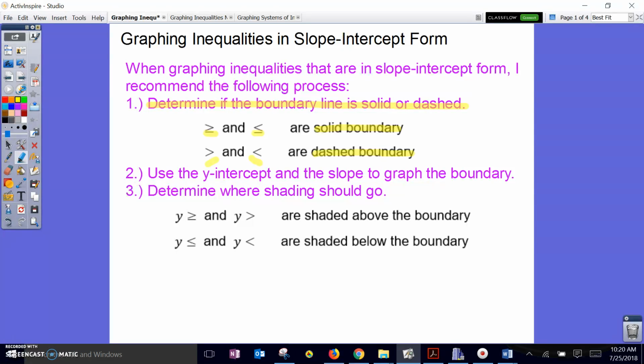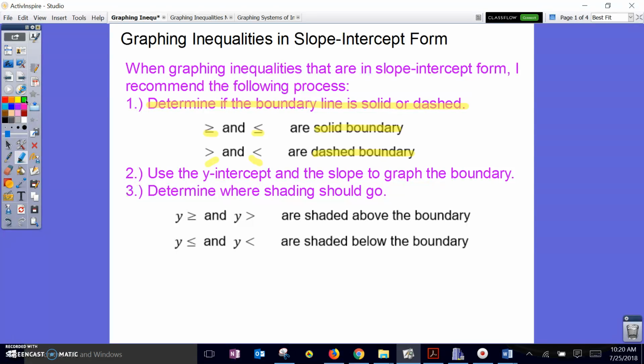Same thing on the coordinate plane. The solid line represents the points on that line are solutions to the inequality, whereas the dashed boundary just means that that's a boundary line. Everything up to that line is part of the solution, but not anything on that line.